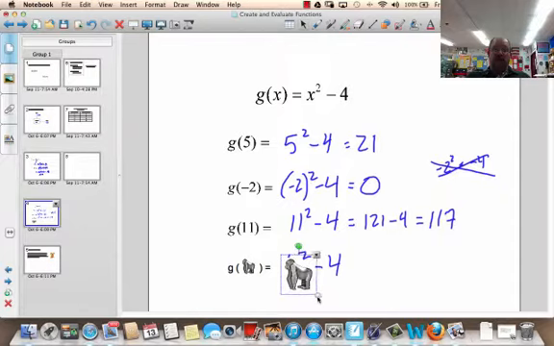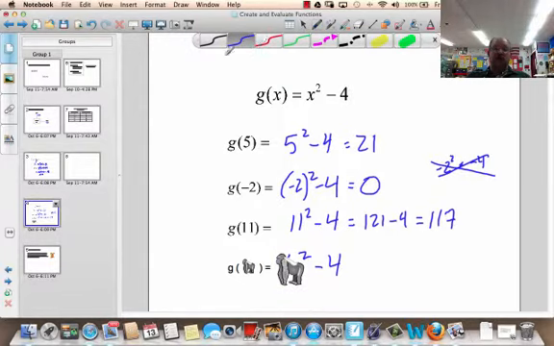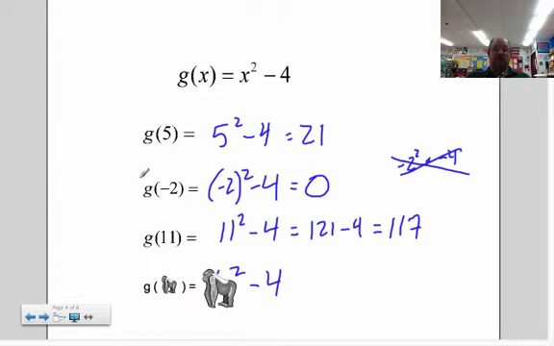Let's make it a bigger gorilla. Okay, so gorilla squared minus 4. I don't know what that equals because it's a gorilla, but you get the idea. Back to full screen. Ooh, it's even bigger now. So just take whatever's in the parentheses, put it into the function, do the math.